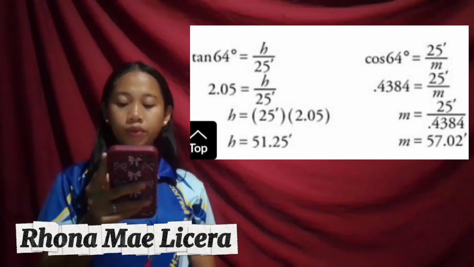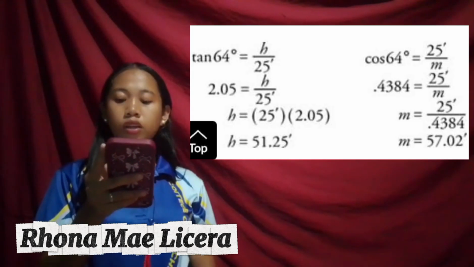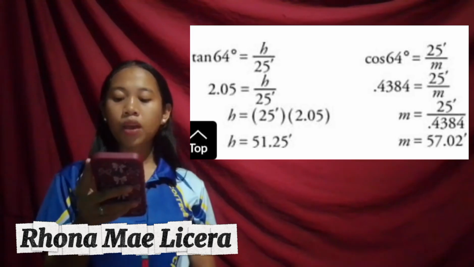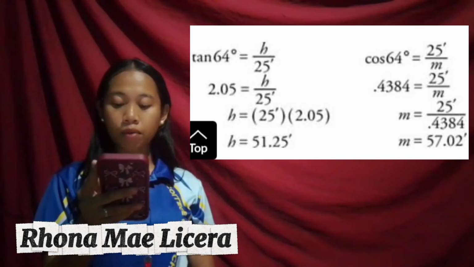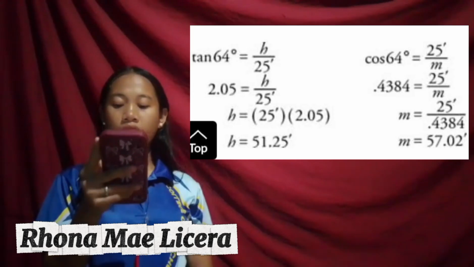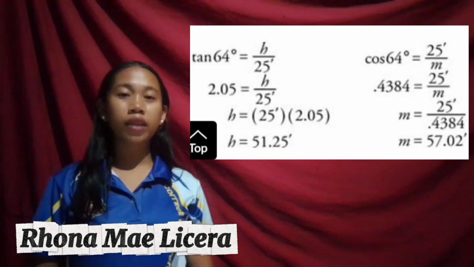Tan 64 degrees equals height over 25. 2.05 equals height over 25. Height equals 25 multiplied by 2.05, which equals a height of 51.25. So that is our tan.